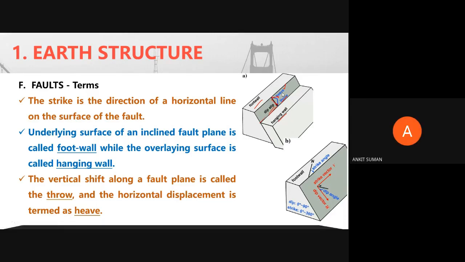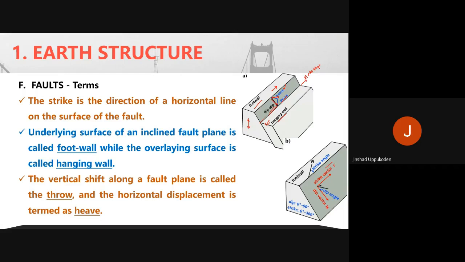Sir, in this case, which is the heave and throw direction? Which is horizontal and which is vertical? Heave is horizontal. Throw is vertical. So you can see here, if this block moves right and the corresponding block moves this way, the corresponding movement along this direction is called slip, how much it has slipped. This is called strike slip.